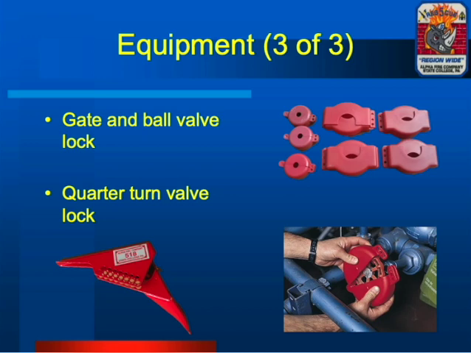Gate and ball valve locks are used for gate valves in the lower right corner. Okay, just a way of keeping you from turning that gate or ball valve. The quarter turn valve on the lower side is used for a gate valve, or actually, sorry, a ball valve. And that just limits you from turning the lever on that ball valve.